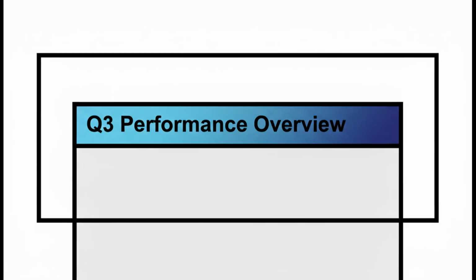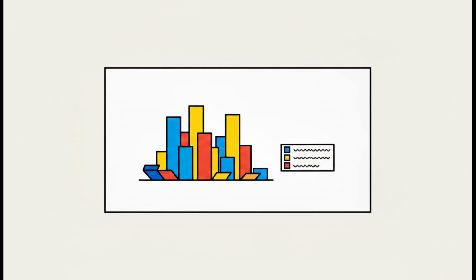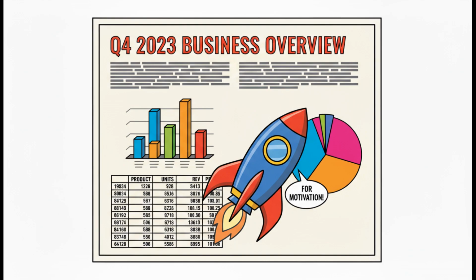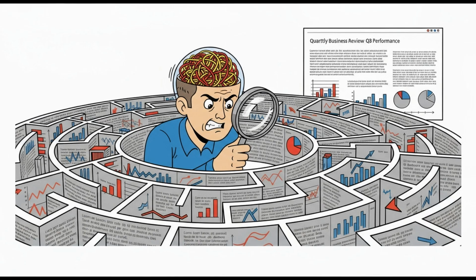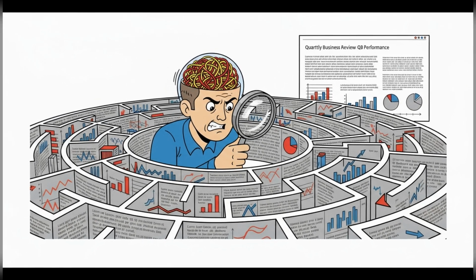Title at the top, quote, Q3 Performance Overview. Below it, 2 dense paragraphs explaining 5 metrics, a clustered bar chart with a tiny legend, a pie chart for channel mix, a table of raw numbers, and a stock photo of a rocket for motivation. Oh, and a subtle techno soundtrack. Result: split attention everywhere, competing visuals, and a scavenger hunt for meaning.